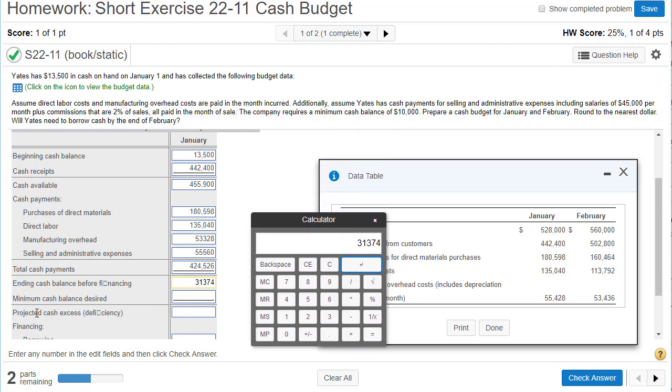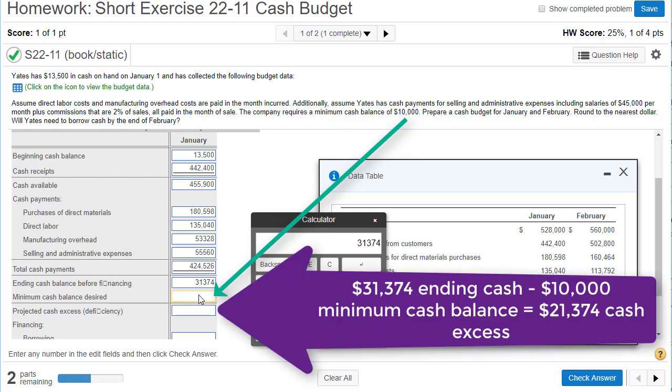Now the goal is to calculate this projected cash excess, or if it's a deficiency, in other words a negative number, we put a negative sign in front of it, or we put the parentheses around it. So remember, the company requires a minimum cash balance of $10,000. So to calculate how much we have in excess over this $10,000, we need to subtract the $10,000. So I'm going to put minus $10,000. The only reason I'm putting the minus in there is to calculate the projected cash excess.